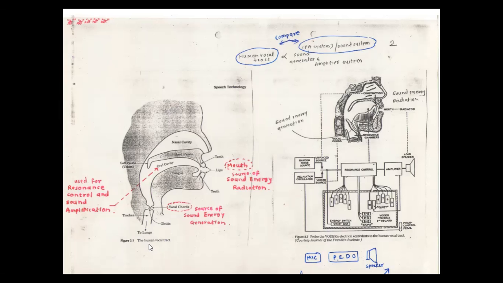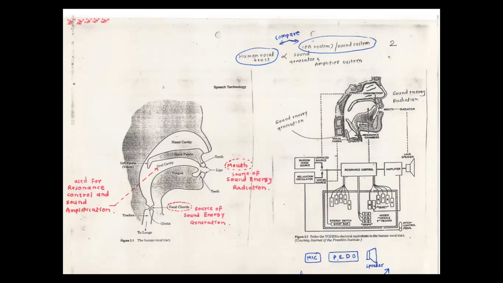Our human vocal tract system is normally compared with the public address system. What is a public address system? You have a microphone, a pre-equalizer, preamplifier, driver amplifier, output amplifier, and speaker. So whatever you speak in the microphone is amplified and given to the loudspeaker, so your sound can travel to a greater distance.